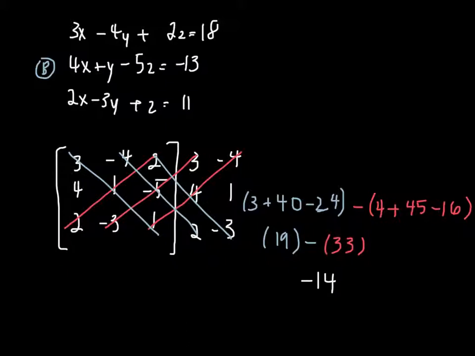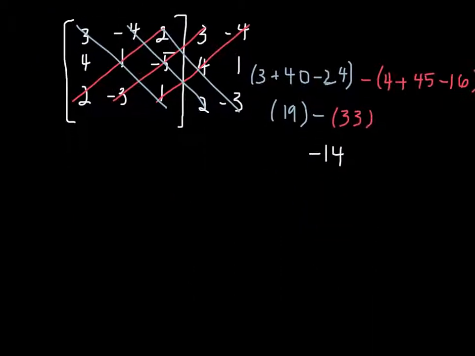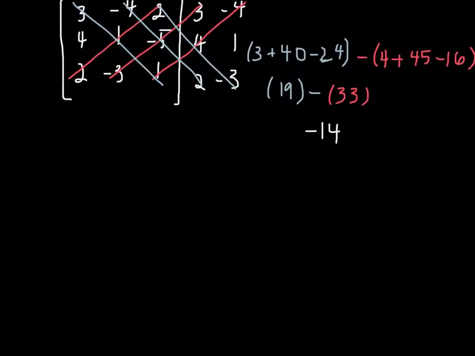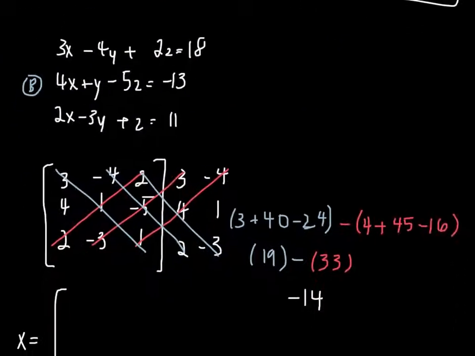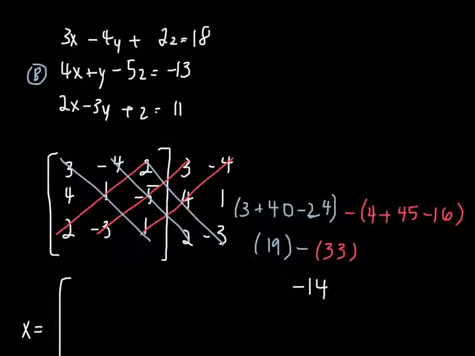Now let's solve for our x value, following the same method as the previous 2 by 2 problem. This time we're just using a 3 by 3 matrix. So to start with, we have our x equals, and then our matrix. We're going to start with the solution variables. So moving back up to our problem, we have 18, negative 13, and 11.